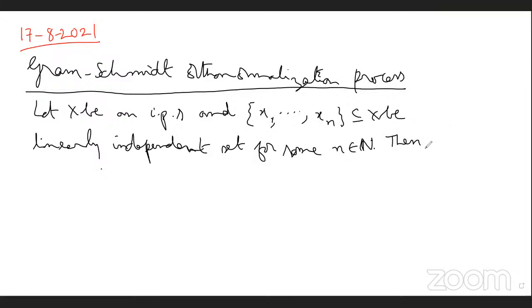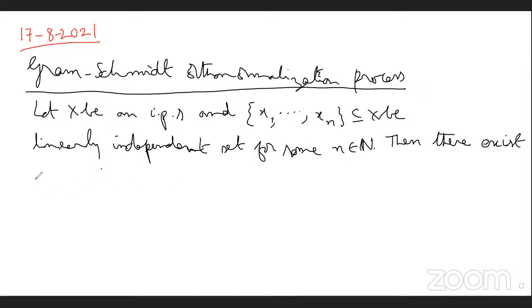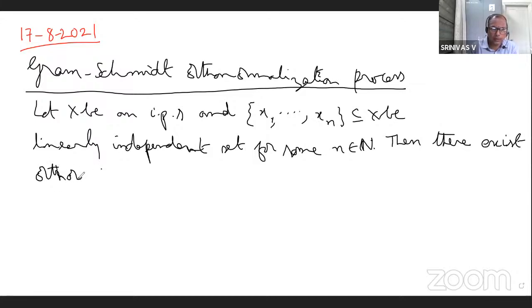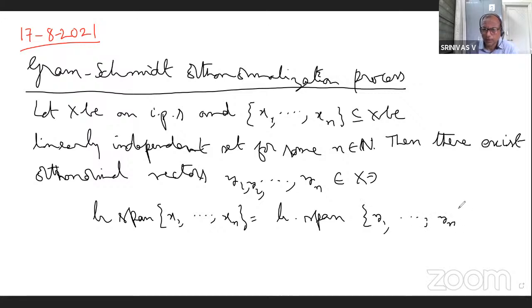Good afternoon, Bhanu Prasad ji. Then there exist orthonormal vectors y1, y2 up to yn in X such that the linear span of x1 up to xn is equal to the linear span of y1 up to yn. Okay, right? X is an inner product space.